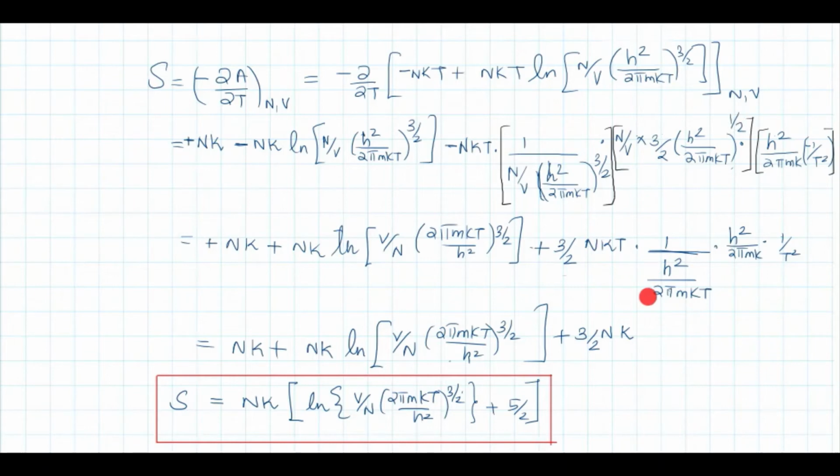So there will be h²/2πmkT in the denominator and this h²/2πmk times 1/T². Cancel these terms, again you will get 3/2 Nk. This 3/2 Nk and this Nk will give you 5/2 Nk. So it is Nk times [log of (V/N)(2πmkT/h²)^(3/2) plus 5/2]. Okay, this is the equation for entropy. Again, entropy is obtained as an extensive quantity. This relation we also derived earlier and we named it the Sackur-Tetrode relation.